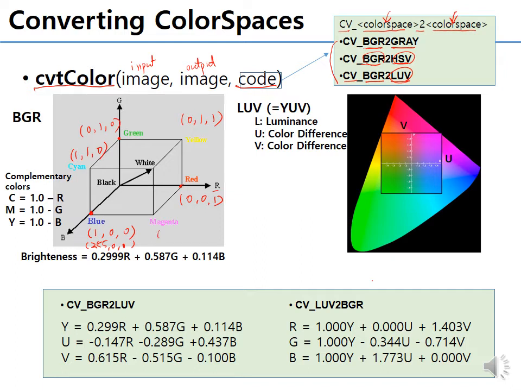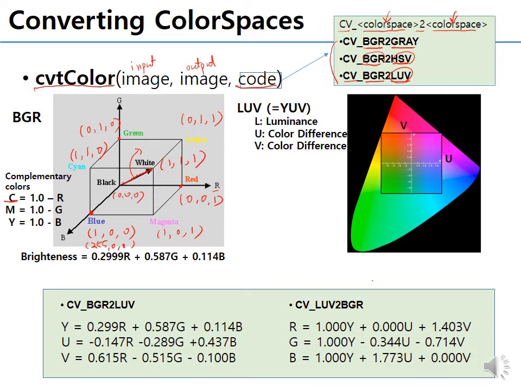The magenta is 1, 0, 1. White is when all components are full. So 1, 1, 1 is white. Black is 0, 0, 0. From 0, 0, 0 to 1, 1, 1, this is a grayscale image. So the three components are exactly the same, but we can express only one number to locate this position.